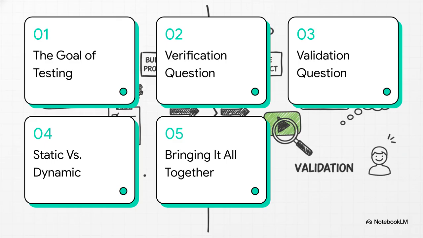Here's our roadmap for today's Explainer. We'll start with the ultimate goal of testing, dive into the verification question, then tackle the validation question. After that, we'll look at static versus dynamic processes, and finally, bring it all together.